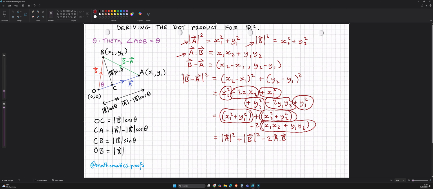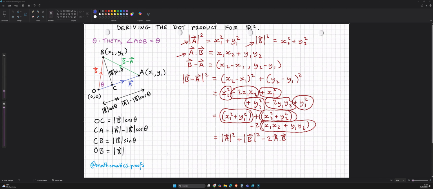Now with this definition of the magnitude of B minus A squared, we get this, which leads us closer to the proof for the dot product in terms of the angle theta. Now to generate the proof for the dot product in terms of the angle theta, we are going to use the right triangle ACB and also Pythagoras' theorem. We know that AC squared plus CB squared is going to be equal to AB squared.